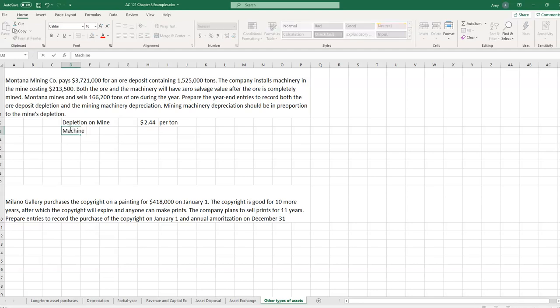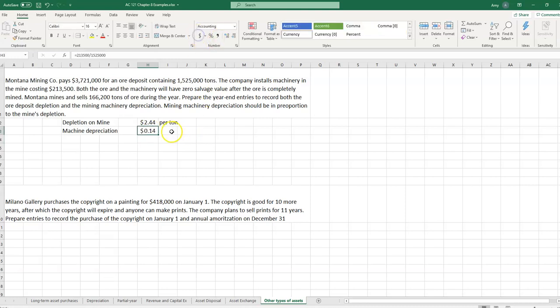We also have a piece of machinery there. So we have our machine depreciation. On the machine, they want us to use the same method as the mine's depletion. So we would use units of production. So we're going to take our historic cost of our machine, $213,500, minus salvage, which is 0, and divided by the number of tons we believe we can get out of the mine. We then have a rate of 14 cents per ton.